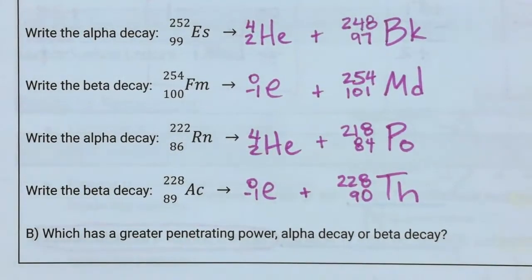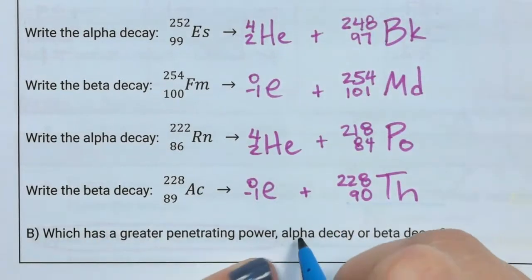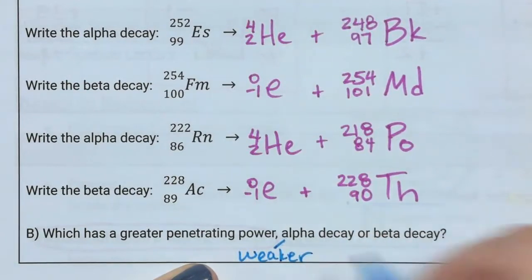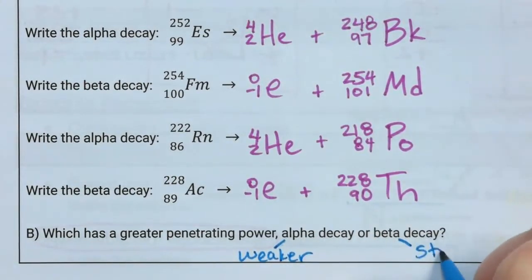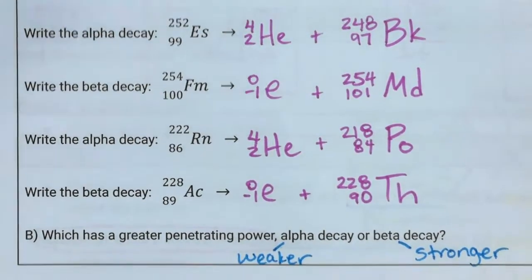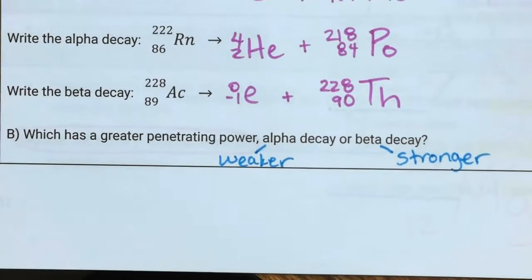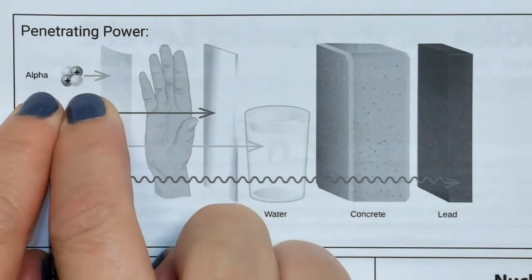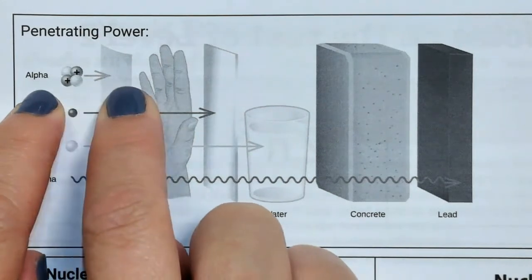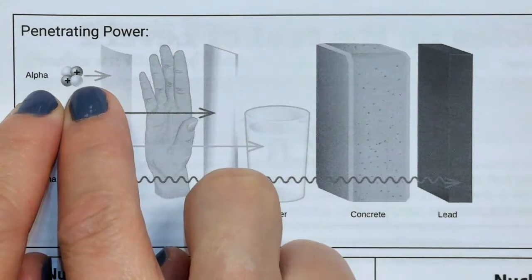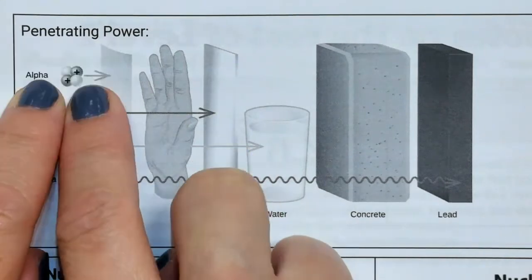Okay, which has a greater penetrating power, an alpha or a beta decay? What I want you to know is that alpha is weaker penetrating power, and that beta is the stronger penetrating power. Focus on those specific words. To illustrate penetrating power, alpha is very massive. It cannot even go through paper, so it doesn't even go through your skin, and so it goes through the least amount of objects. It has the weakest penetrating power.